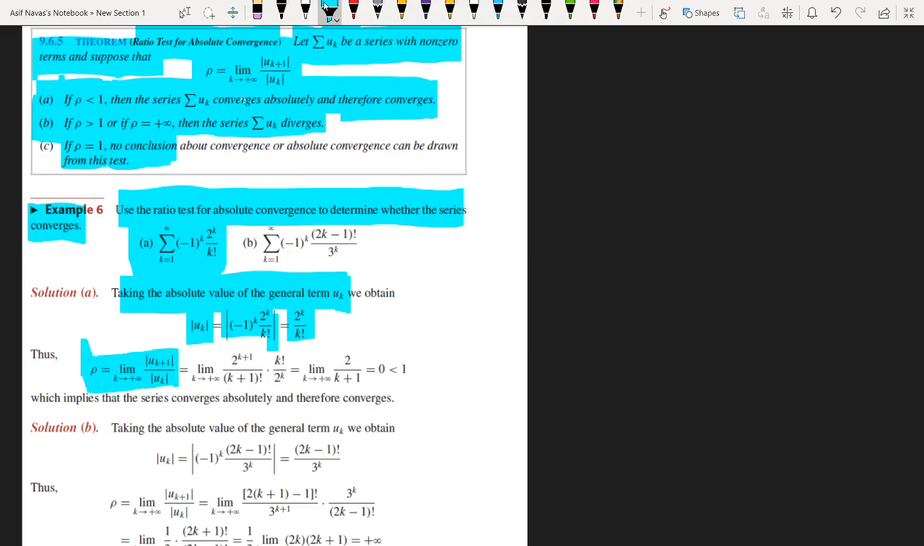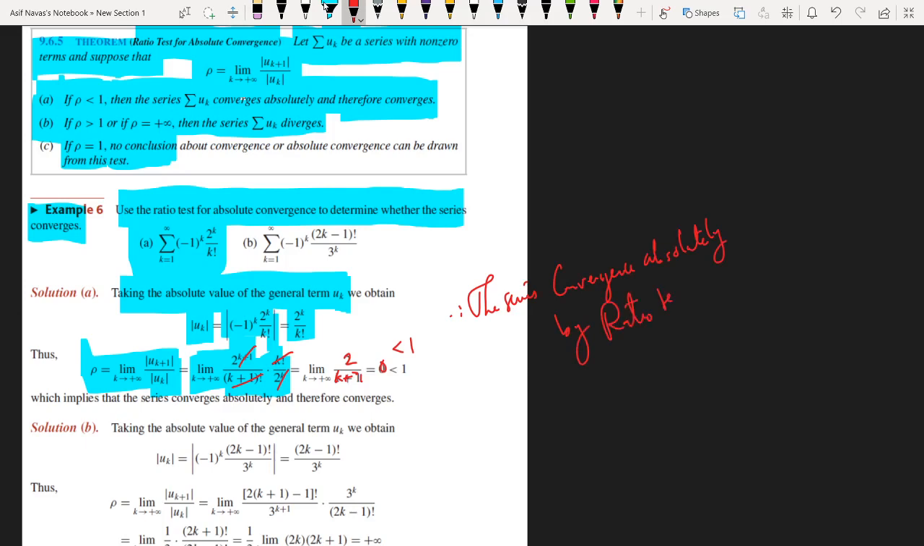If you take rho equal to limit k tends to infinity of u_(k+1) divided by u_k, that is equal to limit k tends to infinity of 2^(k+1) divided by (k+1) factorial, into the reciprocal of mod u_k, that is, k factorial divided by 2^k. Now if we cancel this out, we will get 2, and if we cancel this out, we will get k plus 1. As k tends to infinity, this goes to 0, which is less than 1. Therefore, the series converges absolutely. Therefore, by the ratio test, the series is convergent.